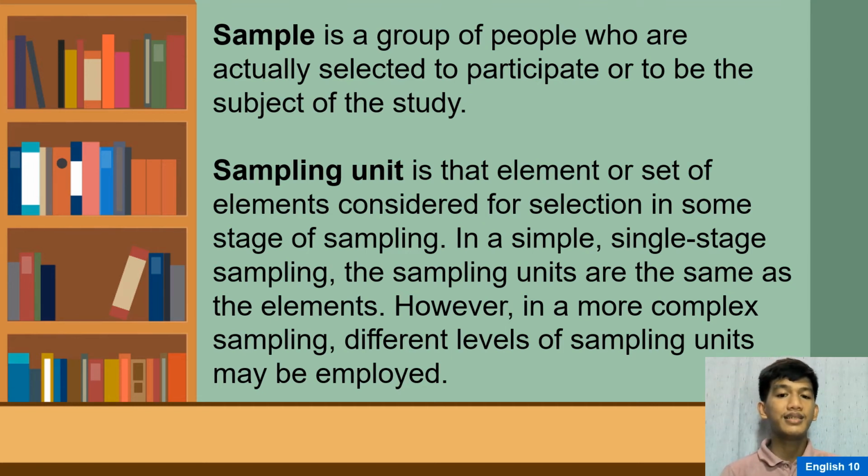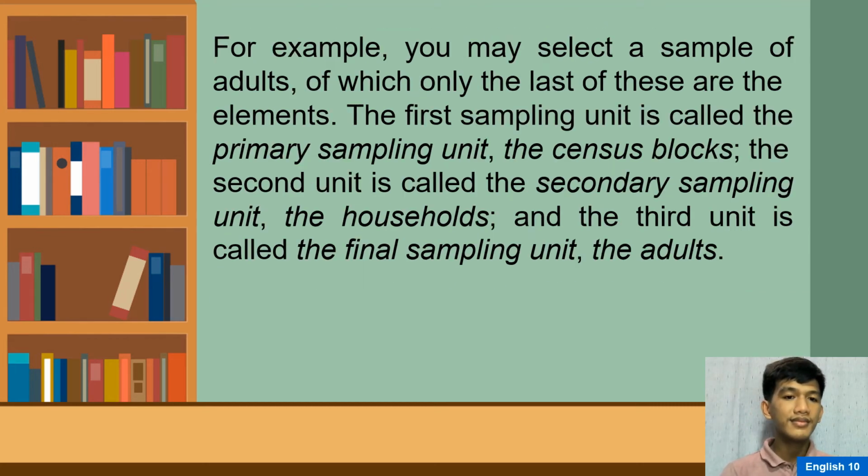Sampling unit is that element or set of elements considered for selection in some stage of sampling. In a simple single-stage sampling, the sampling units are the same as the elements. However, in a more complex sampling, different levels of sampling units may be employed. For example, you may select a sample of adults, of which only the last of these are the elements.